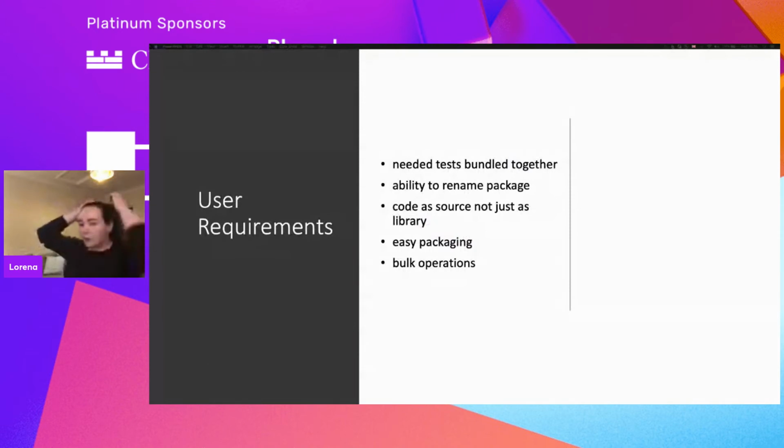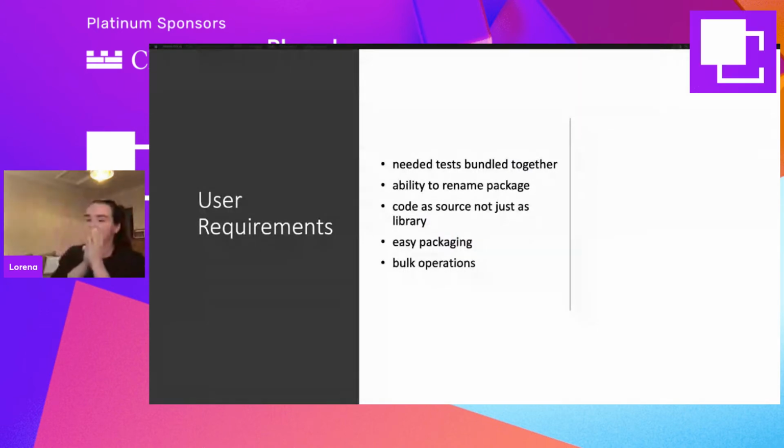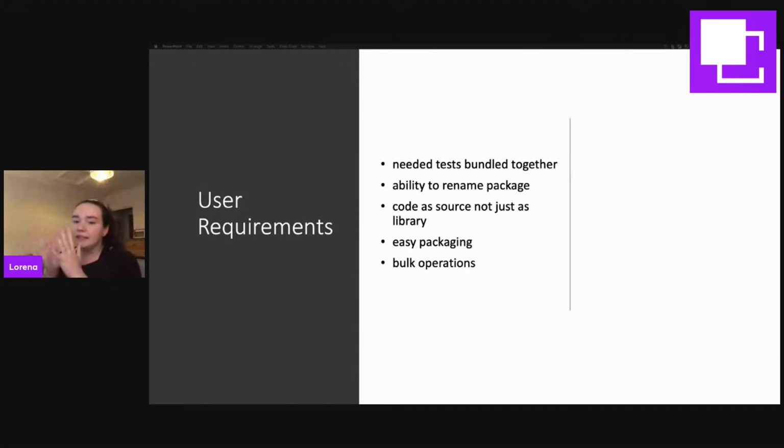Cool. So let's remind ourselves of the user requirements. First one was that tests needed to be bundled together. Tests were packaged and unpacked via the relevant commands, the pull and the package. So this is done. We saw the --alias flag that can rename a package, and that change trickles down through all the files and imports are refactored. So this is also done.